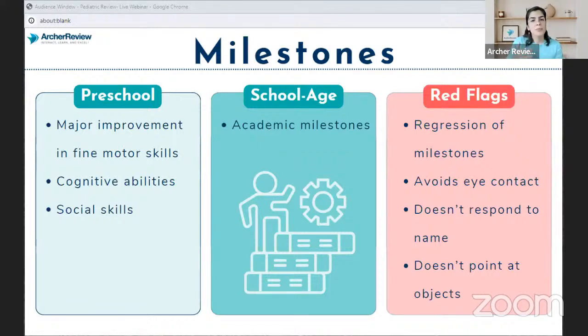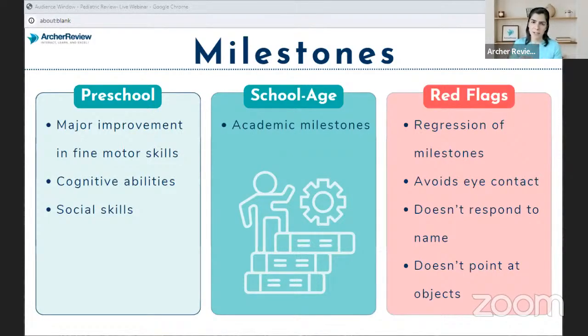But as long as they're progressing, and they're progressing along with their peers, what you would expect for that age, that's what's appropriate. But if they're really not progressing the way they should be or hitting those milestones by that next milestone marker, then there should be some intervention to figure out what's going on.